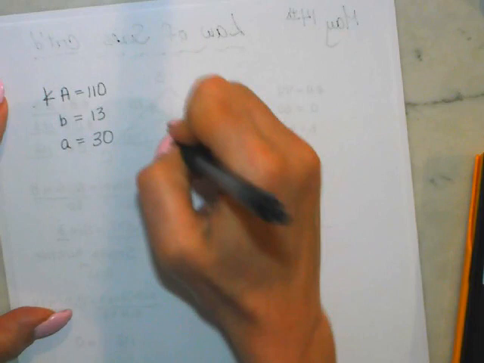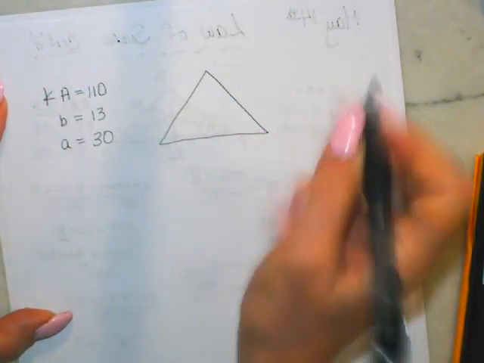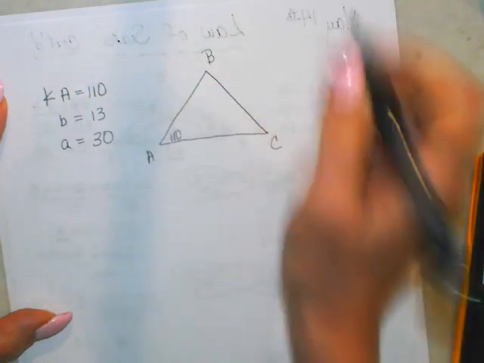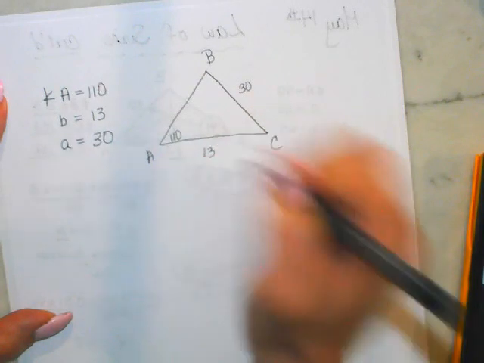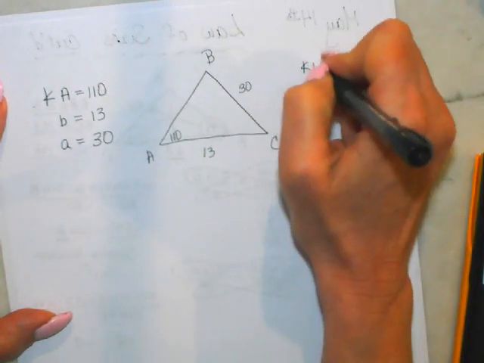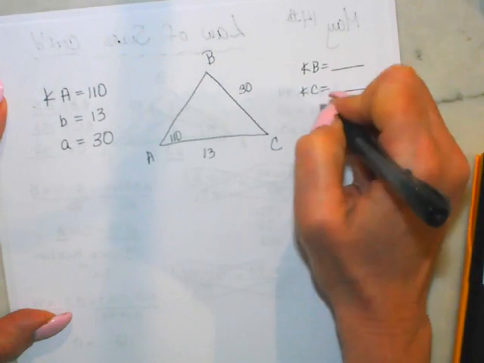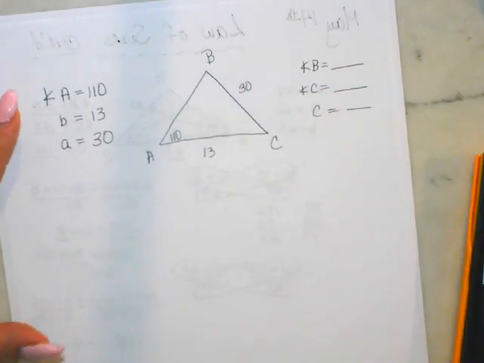Okay, so angle A is 110, little b is 13, little a is 30. So let me draw myself my little triangle. It's not right. Make sure you're not drawing a right triangle. A, B, C. Angle A is 110, little a is 30, little b is 13. So what am I missing? I'm missing angle B, I'm missing angle C, and I'm missing little c.